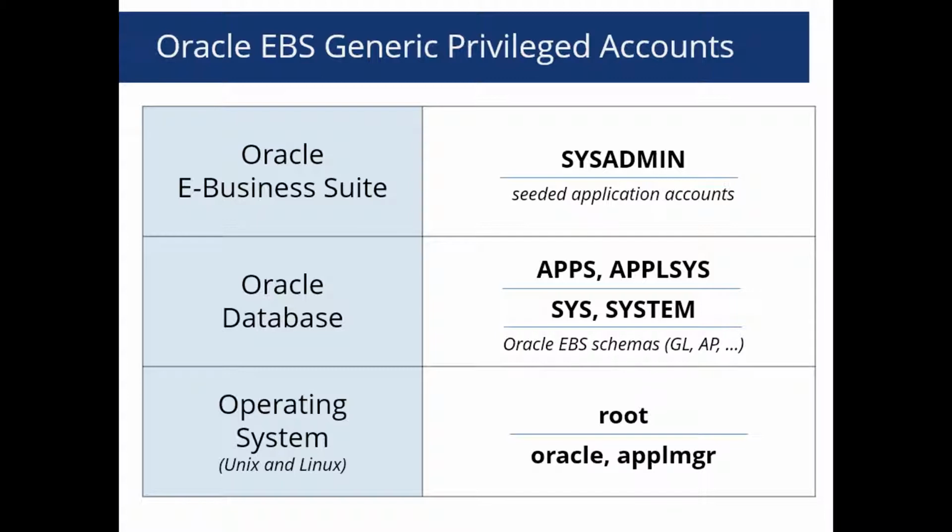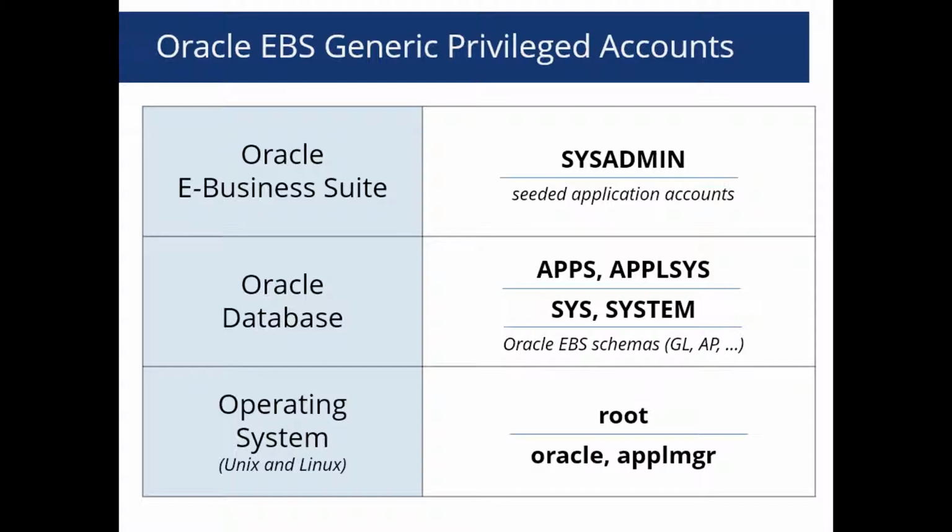Next, at the database layer, there's three sets of accounts that we'll touch base on today. First is APPS and APPLSYS. And I'm grouping the APPS and APPLSYS accounts together because the password actually has to be the same for both accounts. When you install Oracle E-Business Suite, you set the password for APPS and APPLSYS to the same value. In this case, it's usually APPS upon install, and hopefully you're changing that password. So these two accounts are intertwined. If someone has access to the APPS account, they also have access to the APPLSYS account.